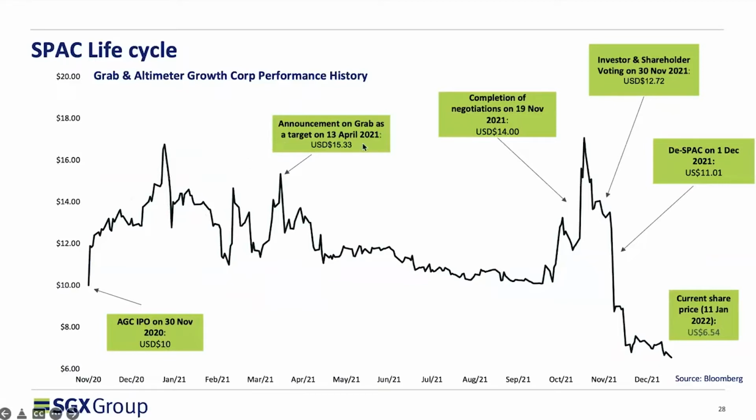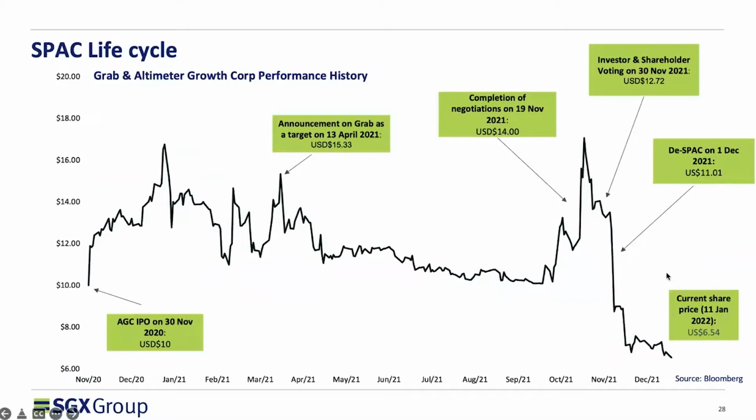It was announced in April 2021 that AGC is going to look at Grab as a potential business combination target, and we saw the share price bouncing to about $15 per share back then. Thereafter, the SPAC sponsors took time to do their due diligence. The negotiations were completed in November 2021, at which point in time the SPAC was trading at $14 per share. The shareholders went to a vote in late November. The vote went through, and the business combination happened on 1st December, at which time the stock was still trading at $11 per share.